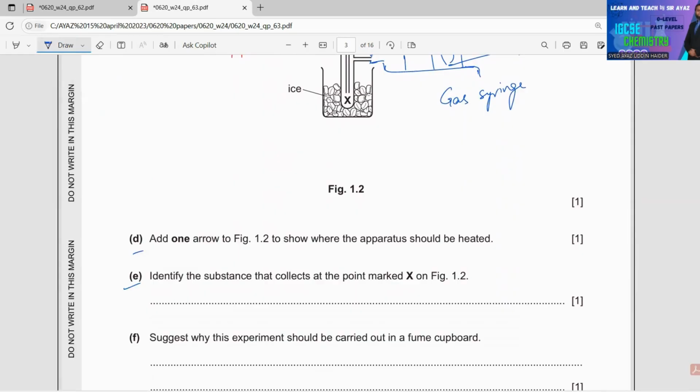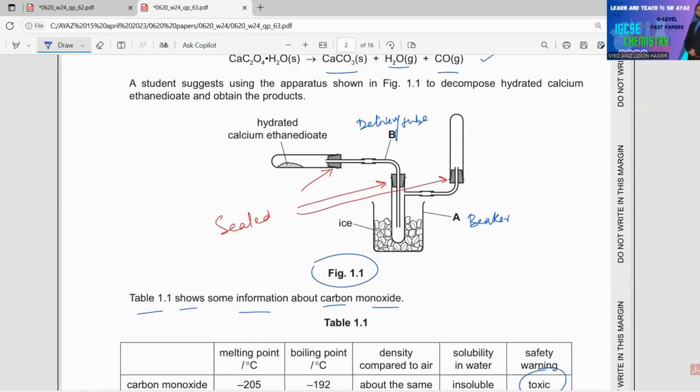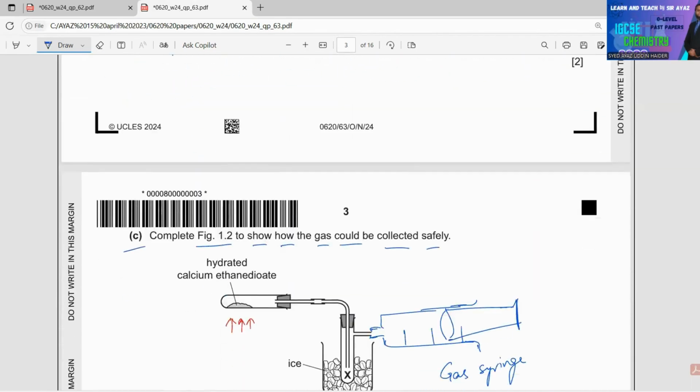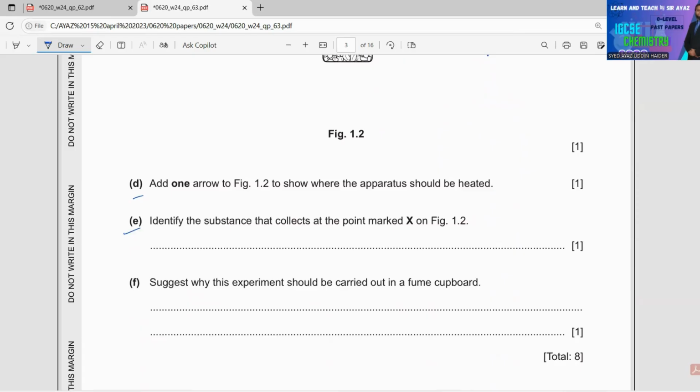Part E. Identify the substance that collects at the point marked X on figure 1.2. So here's the reaction. It's happening. We have calcium carbonate solid and H2O gas. We have carbon monoxide. Carbon monoxide is insoluble. Its boiling point and melting point are very low. Ice will only be able to condense the water. So you are getting water at point X. So we have water. You can even write the formula of water, H2O.